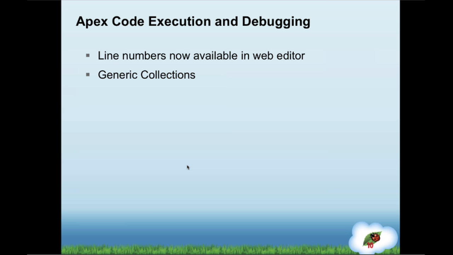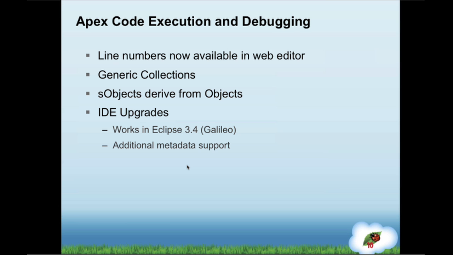Generic collections. So collections previously must have been of a concrete type, account, lead, or SObject, or a primitive, and now they can be generic. This enables you to write a function that can take collections of different types and be able to manage them properly. Related to that is the fact that SObjects now derive from objects. Again, so now you can write a much more object-oriented type of code that might accept an object. You can determine the type once the method starts to execute because now SObjects, as well as all your other objects, derive from objects.